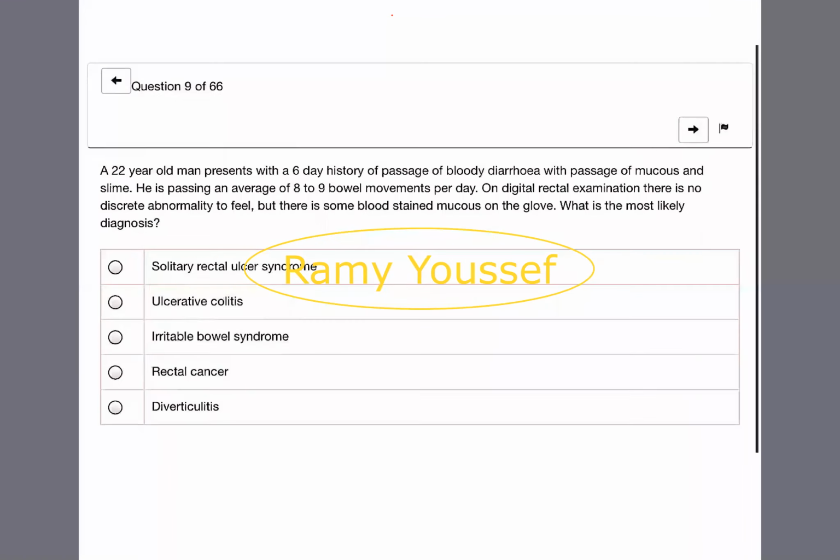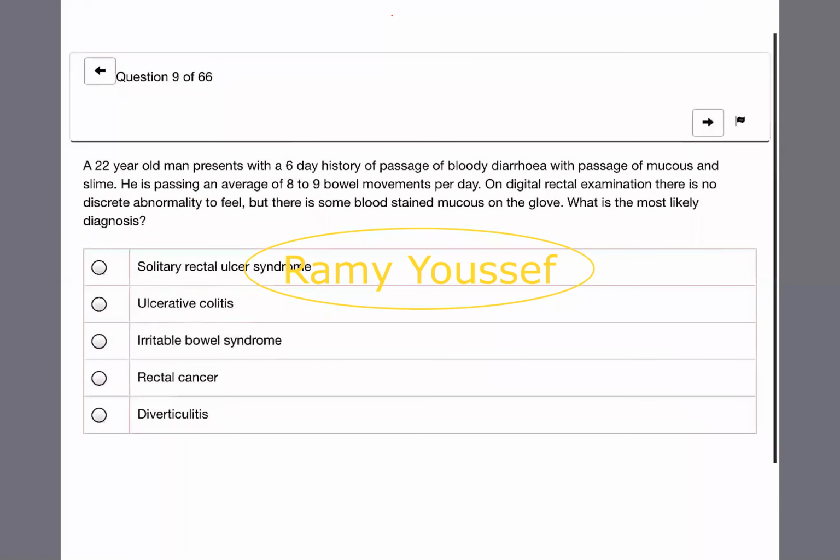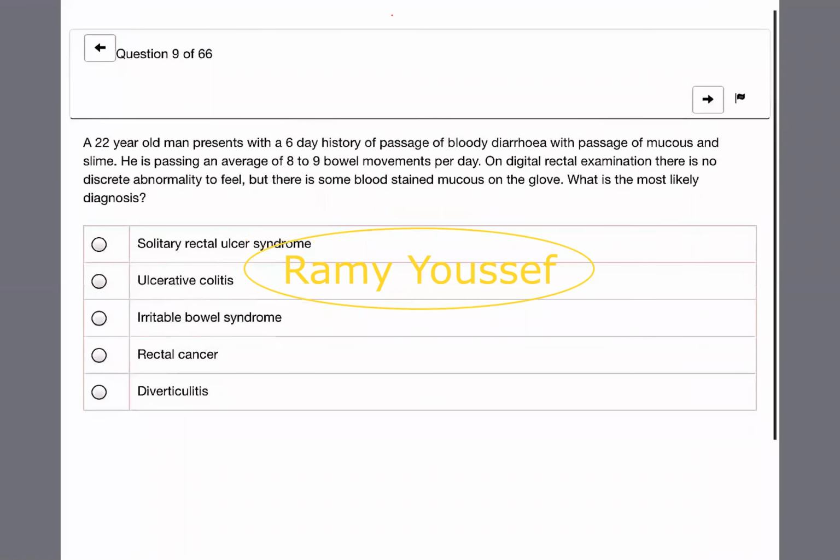Next question, Dr. Dafer. A 22-year-old presented with a 6-day history of passage of bloody diarrhea with passage of mucus and slime. He is passing an average of 8 to 9 bowel movements per day. On digital rectal examination, there is no palpable abnormality to feel, but there is some blood-stained mucus on your glove. What is the most likely diagnosis? Solitary rectal ulcer syndrome, ulcerative colitis, inflammatory bowel disease, rectal cancer, diverticulitis.